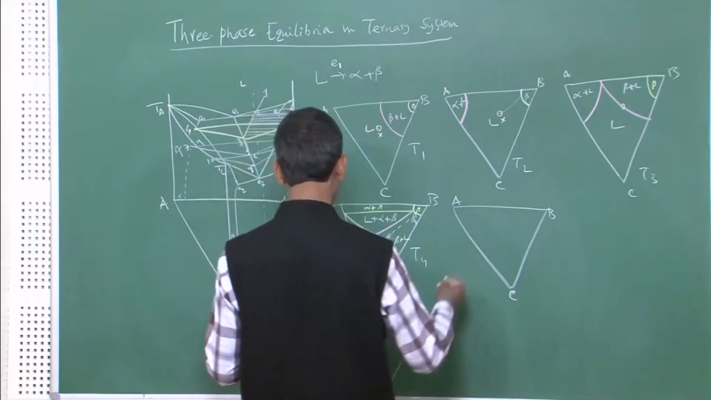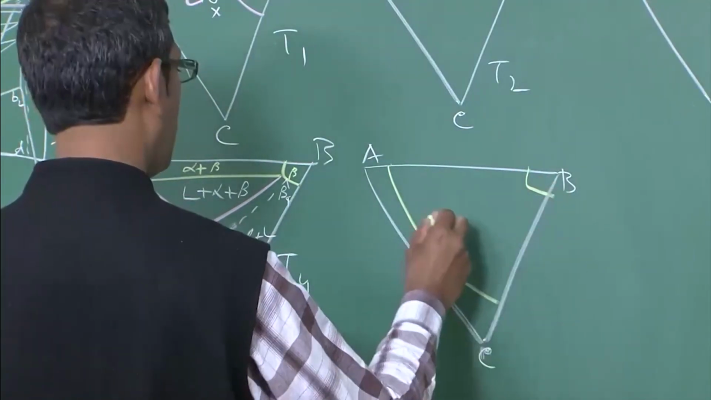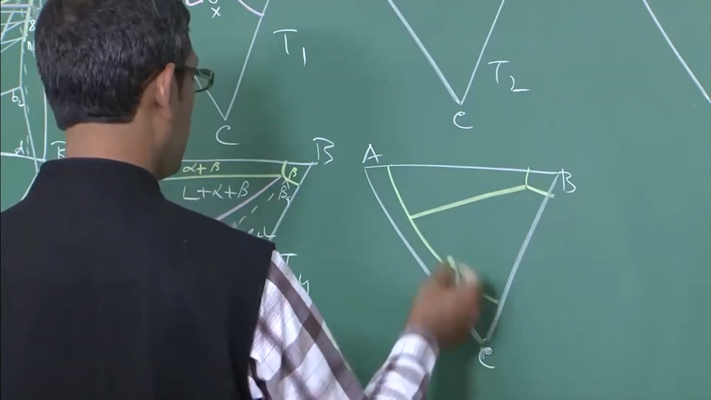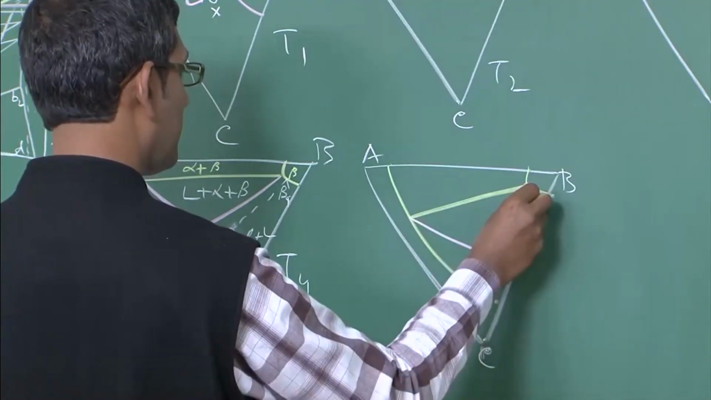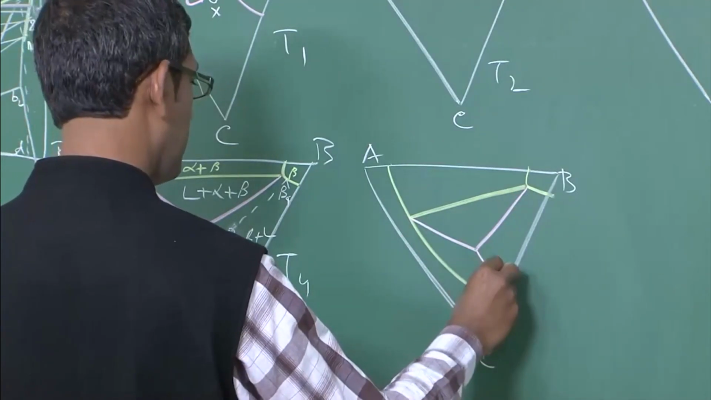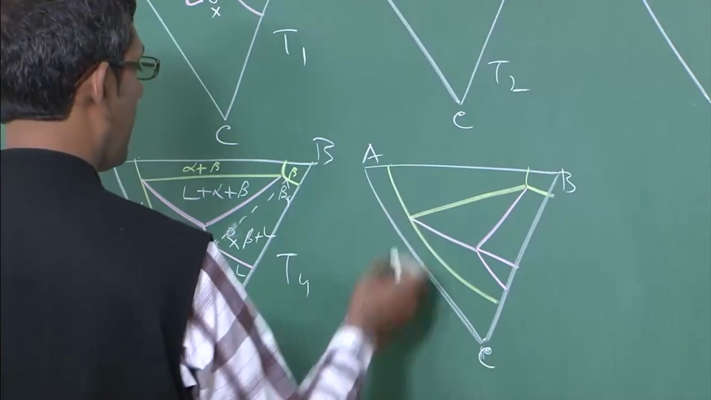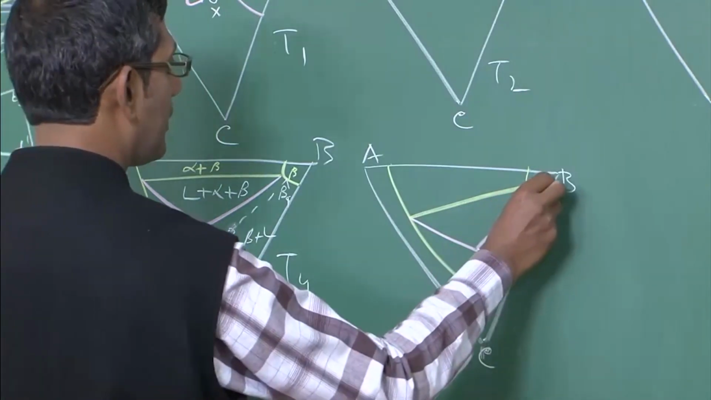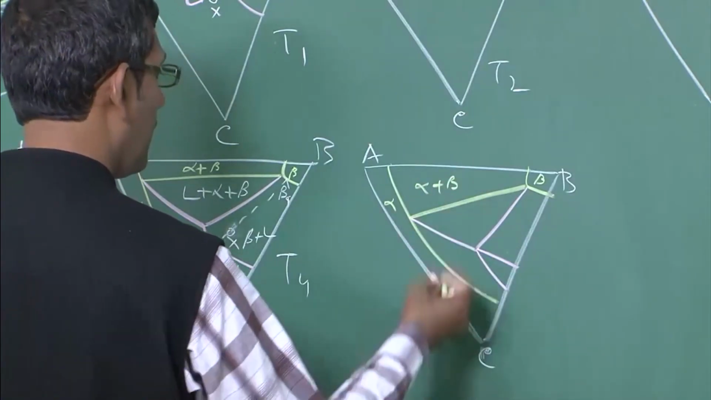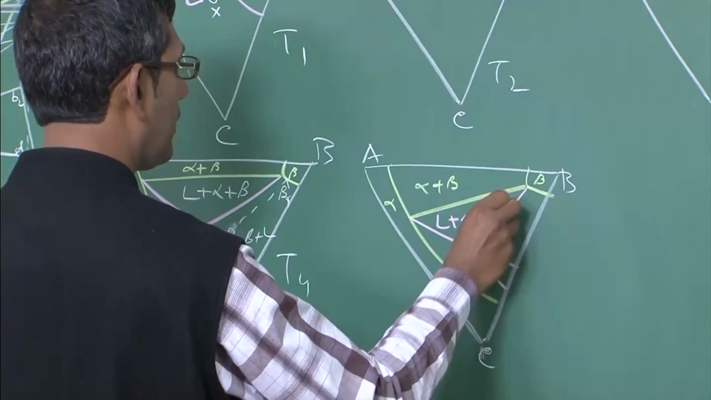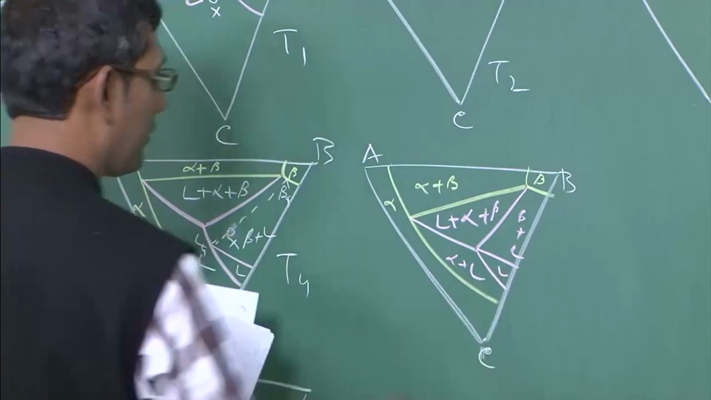At T5 what is happening? We have a larger alpha region, beta also, and alpha plus beta will be much larger, and then you have liquid plus alpha plus beta also, and liquid. So, what are the regions? This is my alpha, beta, alpha, alpha plus beta, and then you have liquid plus alpha plus beta. This is liquid, alpha plus liquid, beta plus liquid, correct.